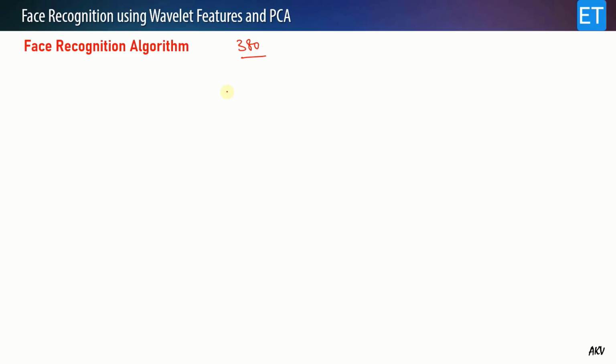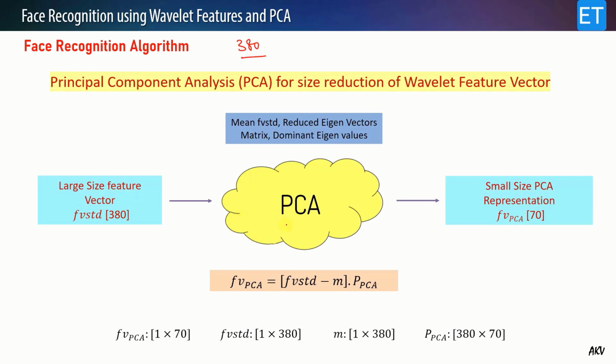Okay, so to reduce the dimension of this 380 point vector, I'm utilizing the PCA. PCA is well known for dimensionality reduction. Here I am projecting my 380 point wavelet feature vector to the PCA space with this formula, and I'm getting the reduced size feature vector. It is of only 70 points. How 70 points? Actually, the 70 is the count of the dominant, the most significant eigenvalues, which I select in this process of doing PCA.